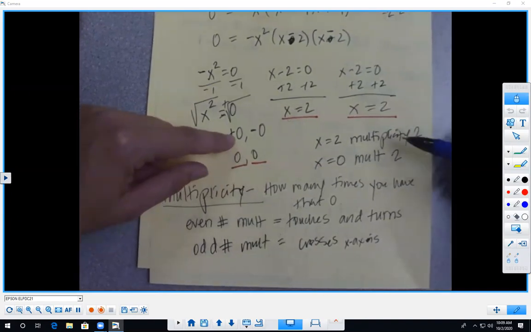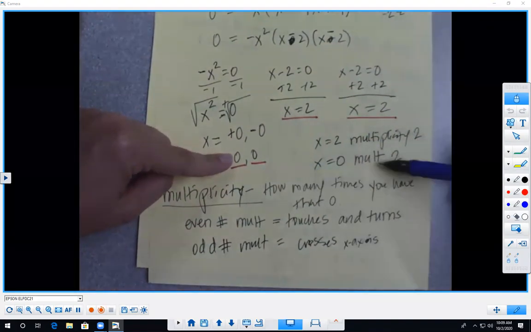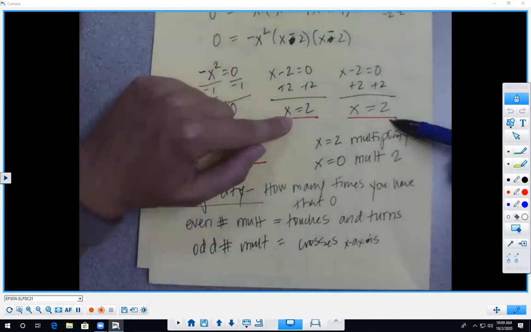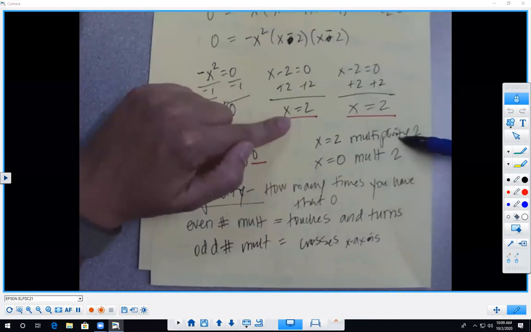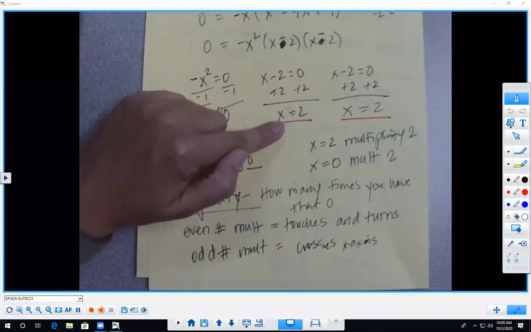So how many times is 0 an answer? It's an answer 2 times, so it has a multiplicity of 2. How many times is 2 an answer? It is an answer 2 times, so it has a multiplicity of 2. It could be a multiplicity of 3, 5, it just depends on the problem.